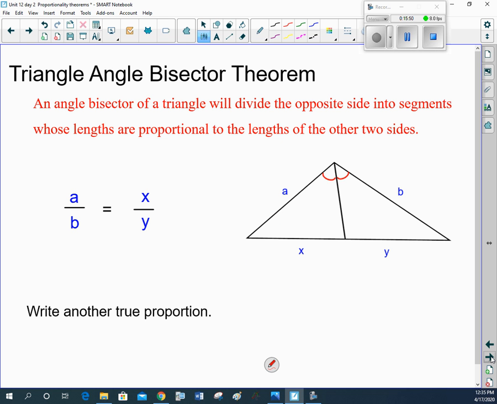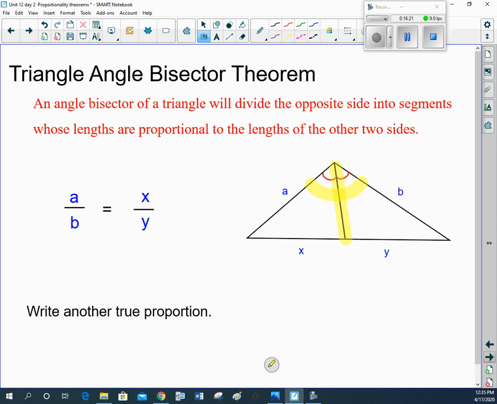Okay, new theorem. This one's called the triangle angle bisector theorem. An angle bisector of a triangle will divide the opposite side into segments whose lengths are proportional to the lengths of the other two sides. The angle bisector in this picture is this line right here. It's bisecting this angle right here. Those two little red arcs mean that each of those angles is equal, so that means it's an angle bisector.